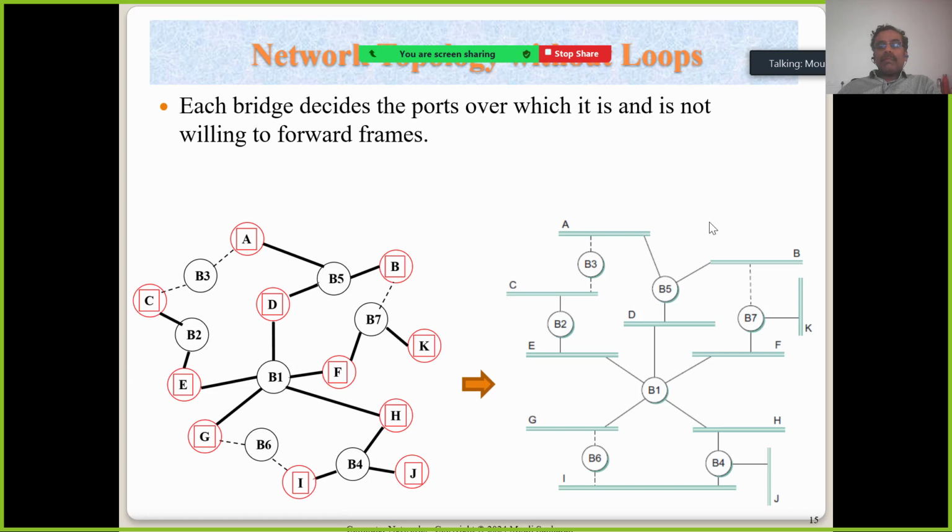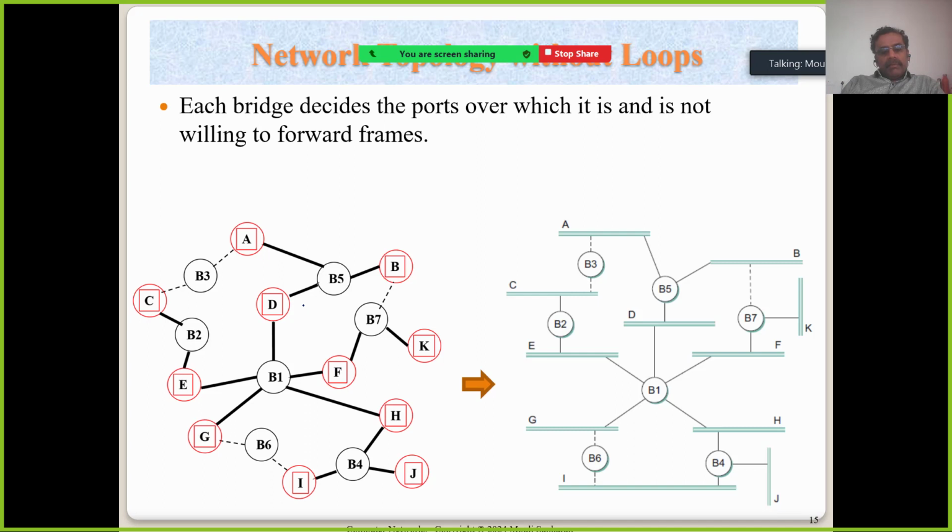Each bridge decides the ports over which it is and is not willing to forward frames. Now let me explain. Is anybody sitting centrally and telling the bridges, hey, I am the boss of you, you are going to do this? No. B1 is not saying to B3, don't do anything, I am going to take care of all the traffic. No bridge is actually a boss here. They become a boss because of their own IDs, the bridge ID number, and the way they are connected to the network.